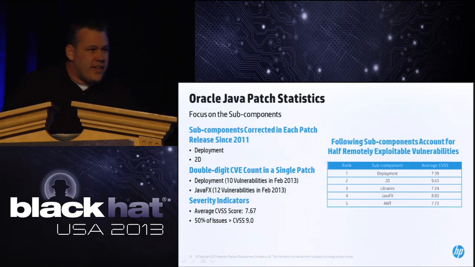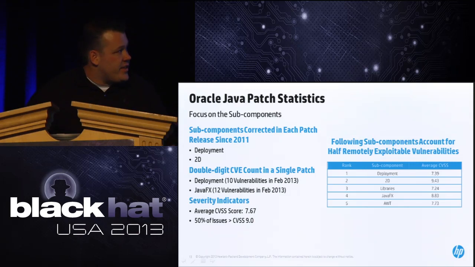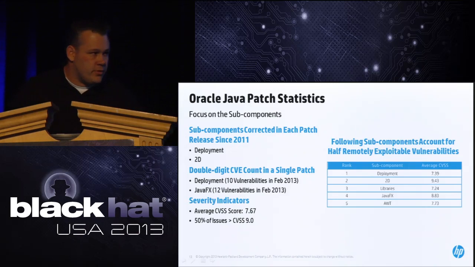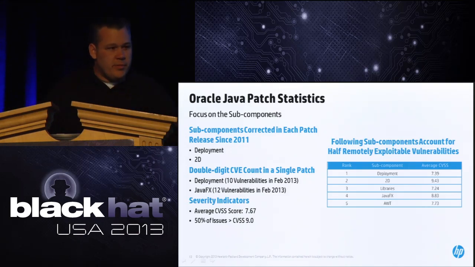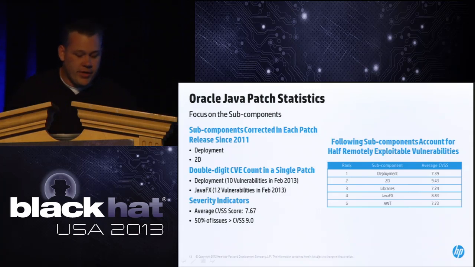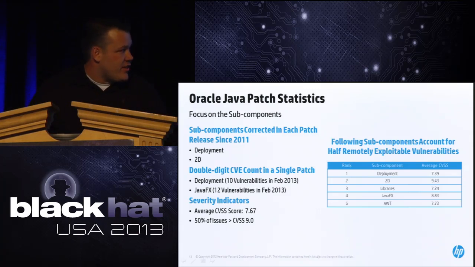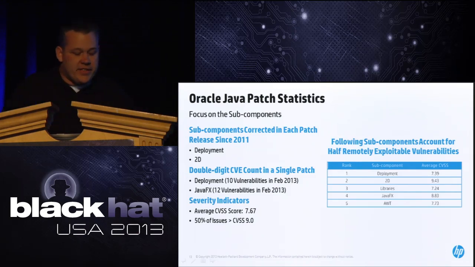If we just look at the information that Oracle provides with their patches, we can see the component rankings there on the slide. Those components listed on the screen account for half of the remotely exploitable vulnerabilities in Java itself, according to the patch information, with the deployment being the #1 most vulnerable component, followed by the 2D component, libraries, JavaFX, and AWT.